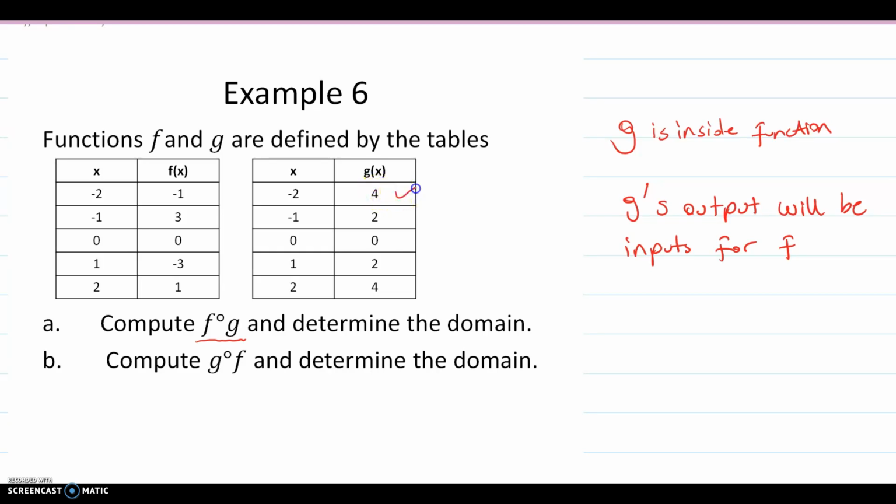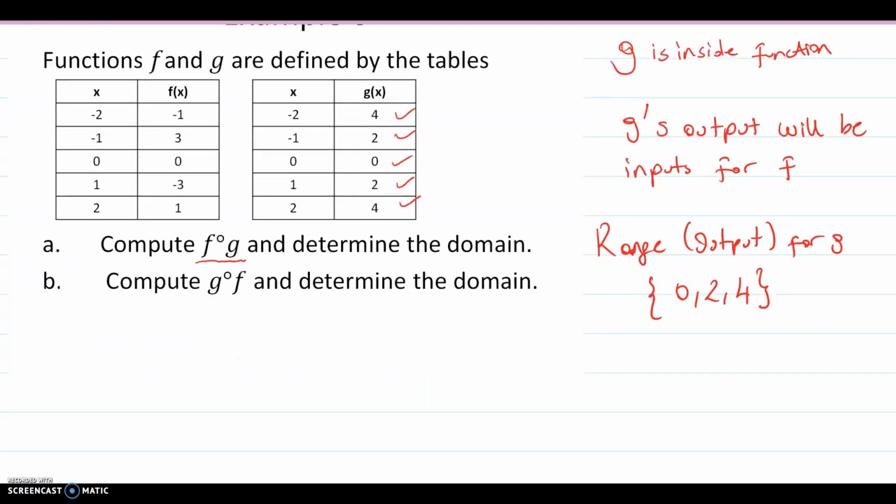So g has 4, 2, 0, 2, 4. So the range or output, they're the same thing, for g is 4 to 0, or 0 to 4 if you put it in order. All right, so then these will be the inputs for f.